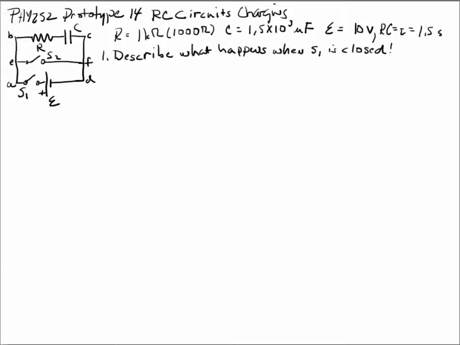Well, when you close S1, immediately a current starts to flow, and that current will be equal to EMF divided by R, because the capacitor is initially uncharged, and there's no potential difference across the capacitor. Initially, at the instant that the switch is closed, the whole potential drop is across the resistor. As the charge continues to build on the capacitor, the potential difference across the capacitor increases and the potential difference across the resistor decreases.